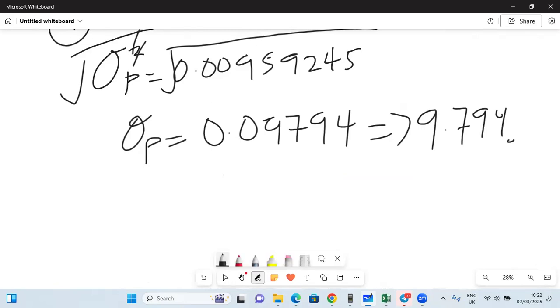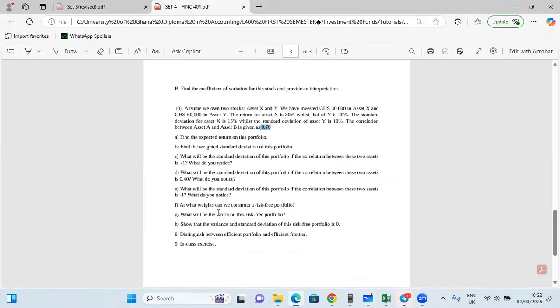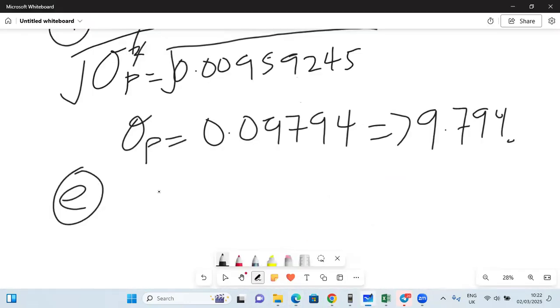Now, what will be the standard deviation of this portfolio if the correlation between these assets is -1? So the same thing now, but here it is -1.